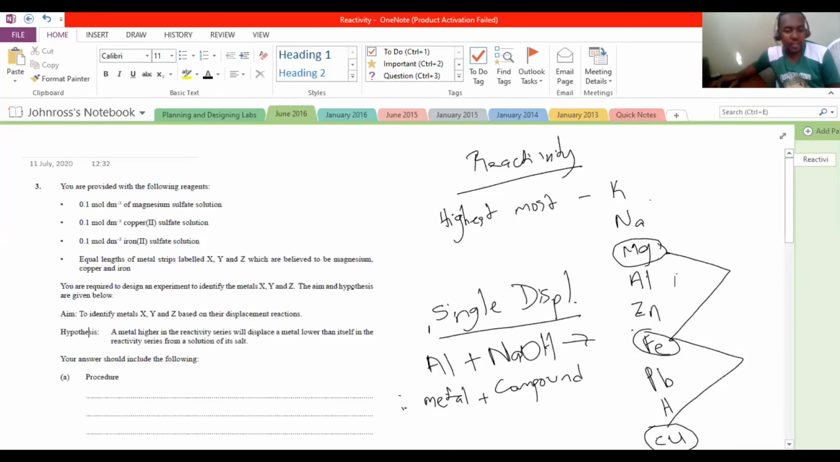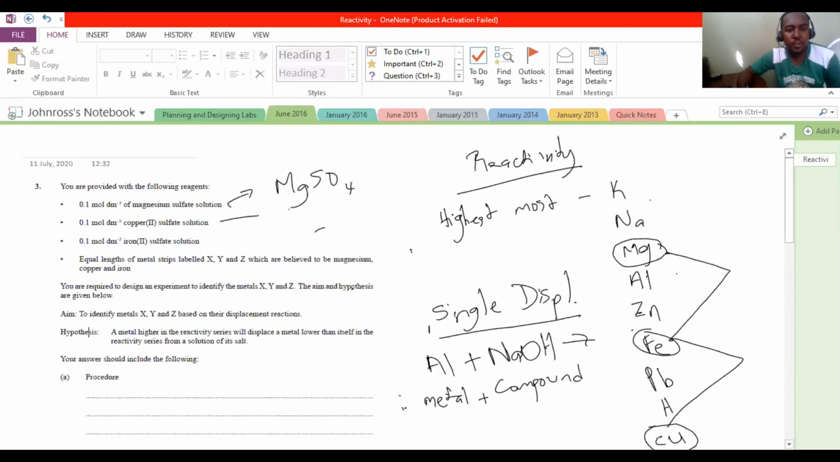All right, and then copper, what would copper do? Would copper be able to displace any of the metals there? No. So therefore, if we notice the reagents that we're using: magnesium sulfate, copper sulfate, and iron sulfate. Before we even look at the questions that they're asking, let's put the formulas here. This one is magnesium sulfate, MgSO4.